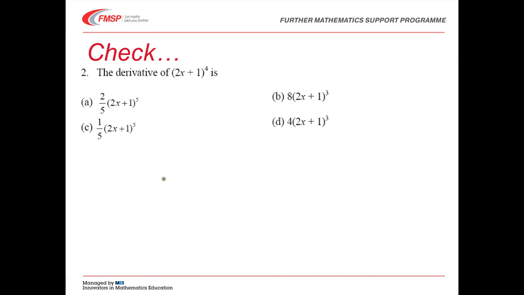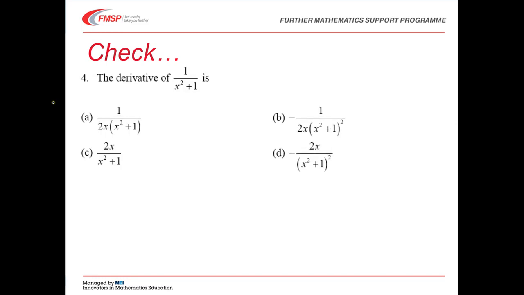OK, if you've had a go, listen to this. I've got thing to the 4, so when I differentiate it, I get 4 thing to the 3 times 2. So 8 times (2x + 1) cubed, so that's answer B.